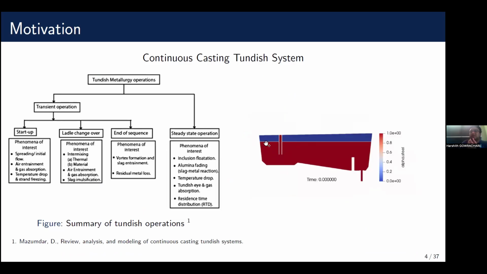This is the figure I'm showing. This is the molten steel. At startup it starts increasing, and once the ladle changeover happens, it starts decreasing, like the level goes down. This is basically a multi-phase phenomenon governed by hyperbolic PDEs, and we are mainly interested in developing a reduced order model for this.